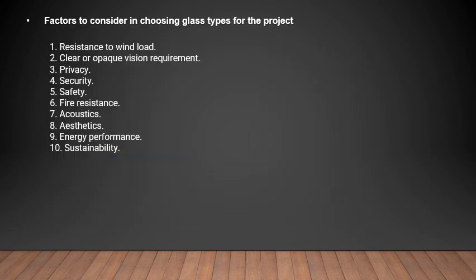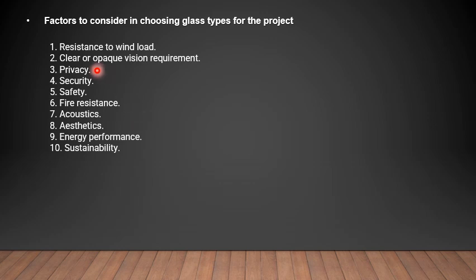Alright, so let's move on to the factors to consider in choosing glass types for the project. First is the resistance to wind load. So let's consider the wind load in designing glass. Next, is clear or opaque vision required? Basically, these are the questions that need to be answered in designing or choosing glass types for the projects.